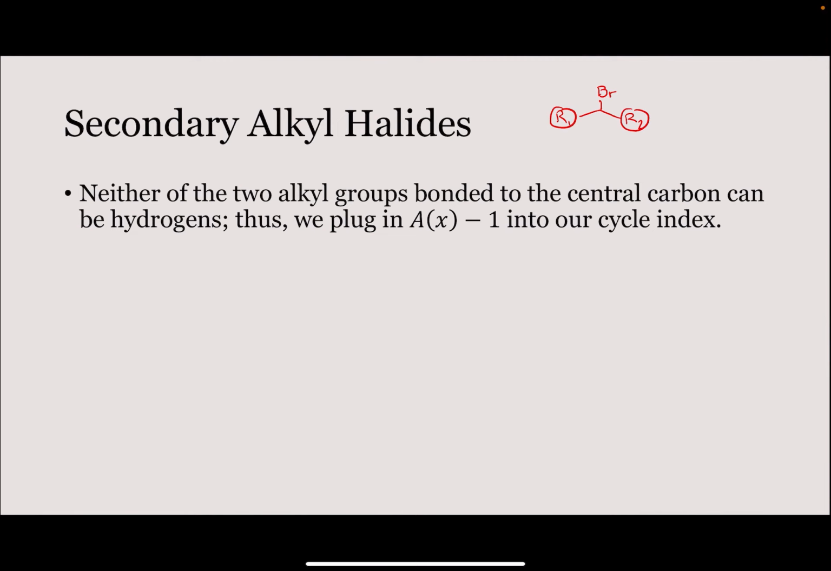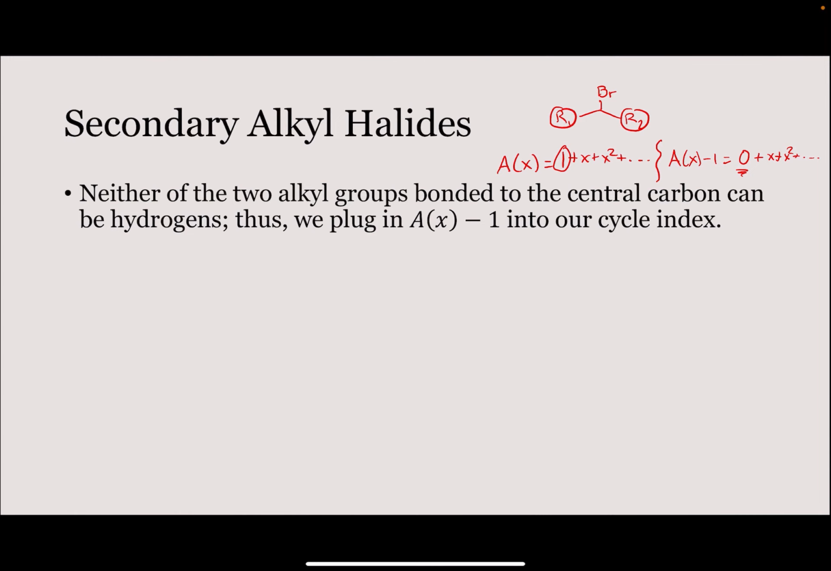But if you look at our generating function, A(x), we knew that A(x) was just 1 plus x squared plus so on. This one term basically represented an alkyl group that only has a hydrogen with it, right? So no carbons, just a hydrogen. We want to eliminate that case because we strictly want R1 and R2 to have no hydrogens, right? We want them to have carbons. So we're actually going to plug in A(x) minus 1, which is just 0 plus x squared plus so on, just to eliminate that case where we have no carbon atoms, okay? That's all that we're doing, okay?